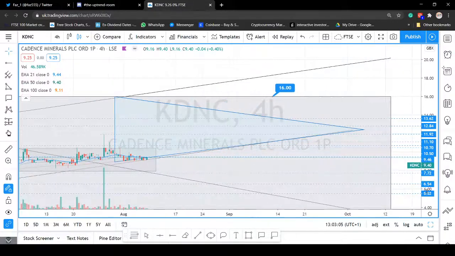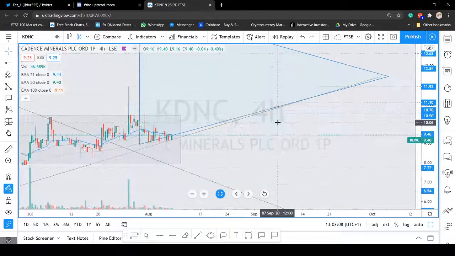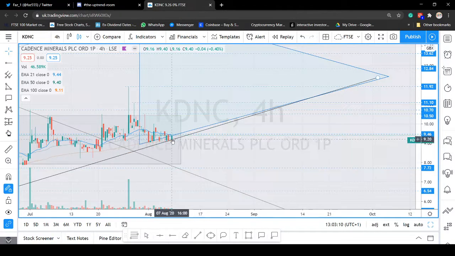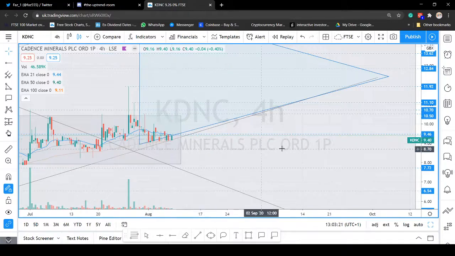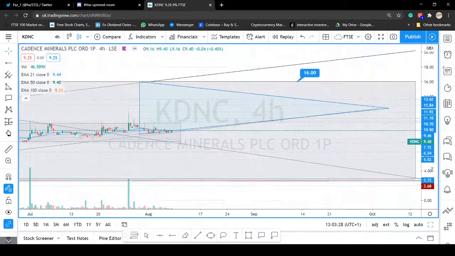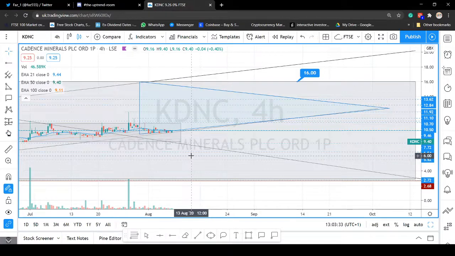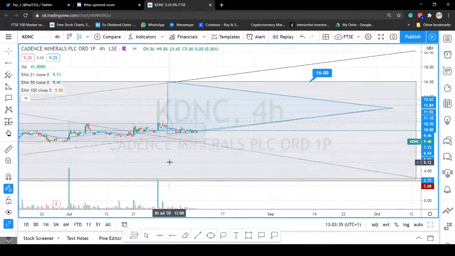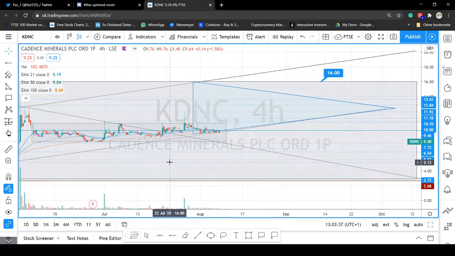Now, what is interesting with KDNC on the 4-hour is the last candle at close of play on Friday is a solid green bullish bar. So there's a lot to be said about that candle. Now price may break below and then try and come back in. We're expecting to see some bullish activity. No TA is 100% perfect. We can only look at the clues that the dealers leave us.